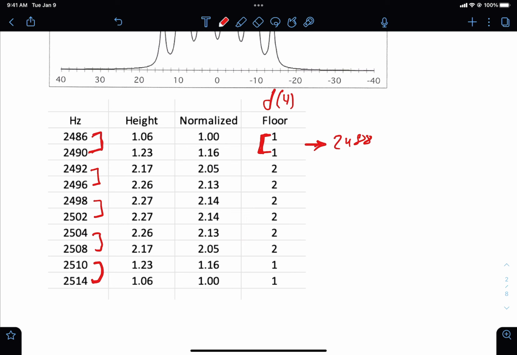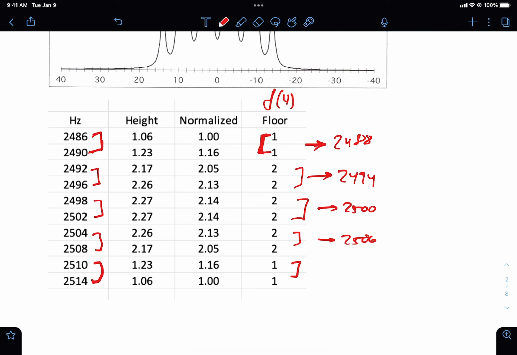Our next doublet, these guys, are centered at 2494. Our next guys were centered at 2500. Our next set is centered at 2506. And our last set is centered at 2512.